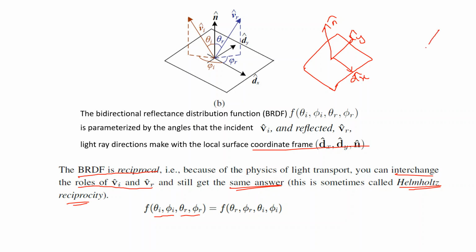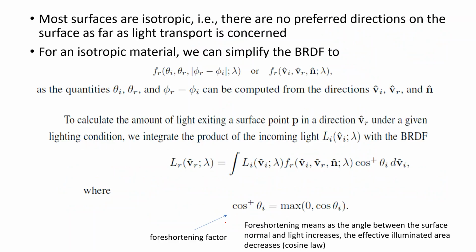So if the incident light comes from this direction and it is reflected in this direction, the theta between the surface normal and the incident and reflected light would be the same. So we can interchange the roles of Vi and Vr. So the BRDF is reciprocal.